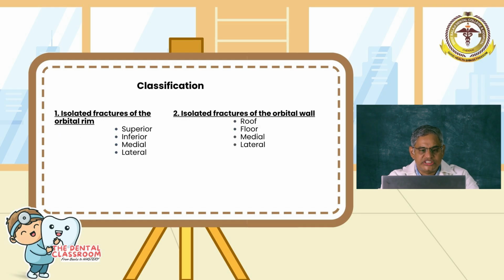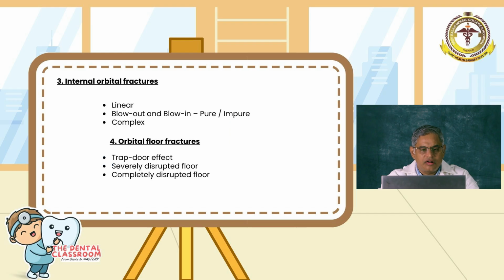Then comes classification. Classification of isolated fractures of the orbital rim: superiorly, inferiorly, medially, laterally. Isolated fractures of the orbital wall: roof, floor, medial and lateral. Internal orbital fractures are classified into linear, blow-in and blow-out fractures, otherwise called pure and impure fractures, and complex fractures. Orbital floor fracture is treated by trapdoor effect, severely disrupted floor, completely disrupted floor.